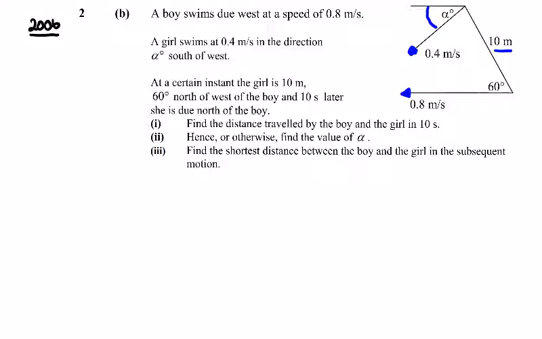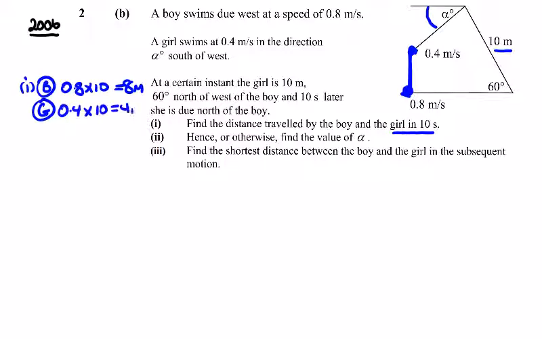So why don't we let this point here and here be 10 seconds later? She's due north. So what's happening in that 10 seconds? That's what we're asked first. How far do they travel? So part 1, first 10 seconds. So the buoy is going at 0.8, 0.8 by 10. He has traveled 8 meters, and the girl is traveling at 0.4, so she has traveled 4 meters.